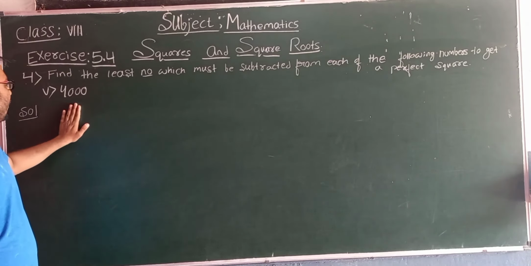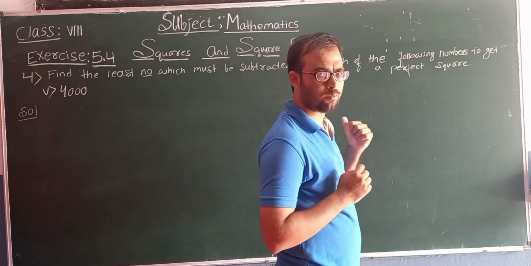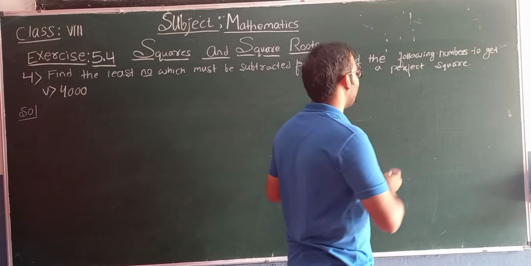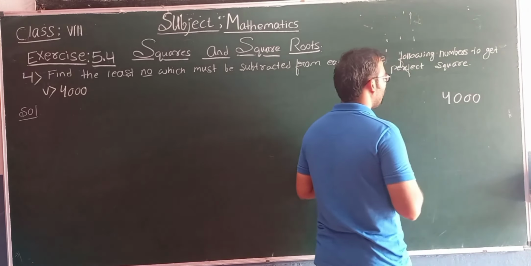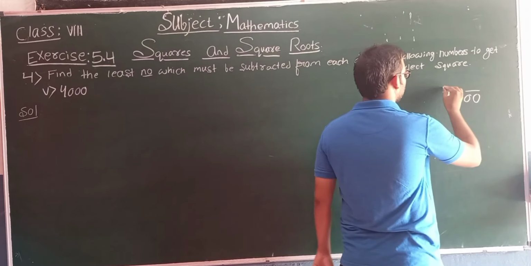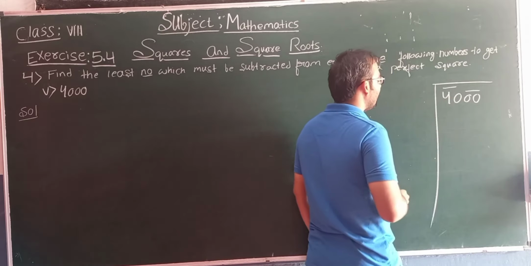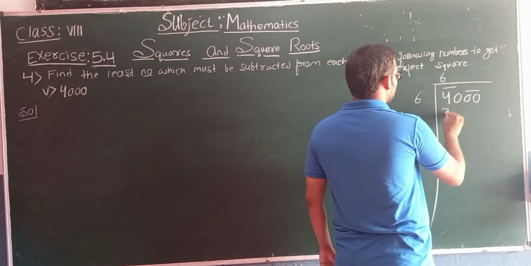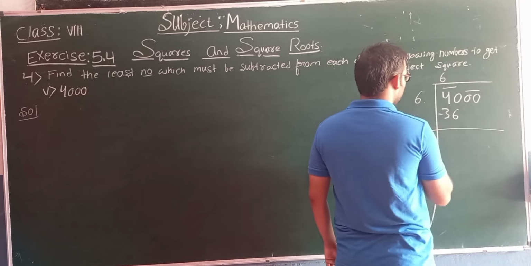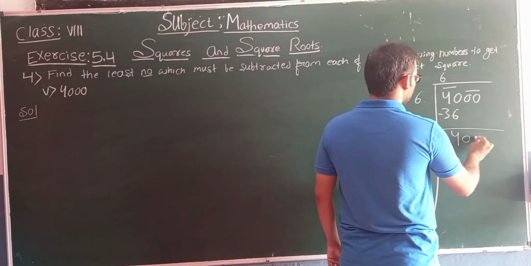Okay, so what have they given? 4000. So here we need to find the number which must be subtracted from 4000 to get a perfect square. Now students, you need to consider this part. So 40 will be the dividend. Now 6 sixes are 36, 40 minus 36 is what? 4. So bring down these numbers.